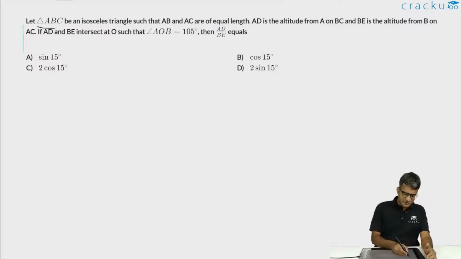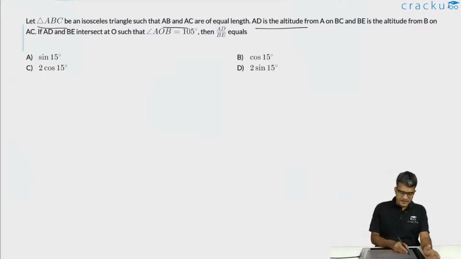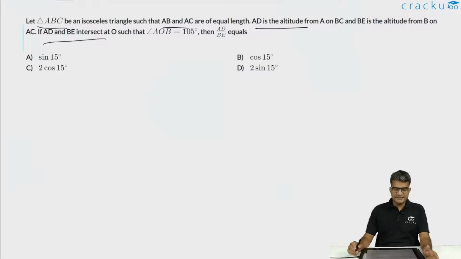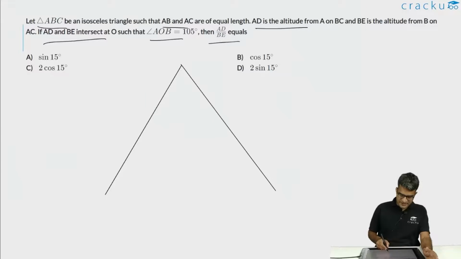In this question, we are told: let triangle ABC be an isosceles triangle such that AB and AC are of equal length. AD is the altitude from A to BC and BE is the altitude from B to AC. If AD and BE intersect at O such that angle AOB is 105 degrees, then what is the value of AD divided by BE? So let us first draw an isosceles triangle. Let us assume that this is the isosceles triangle ABC. This is A, this is B, and this is C.